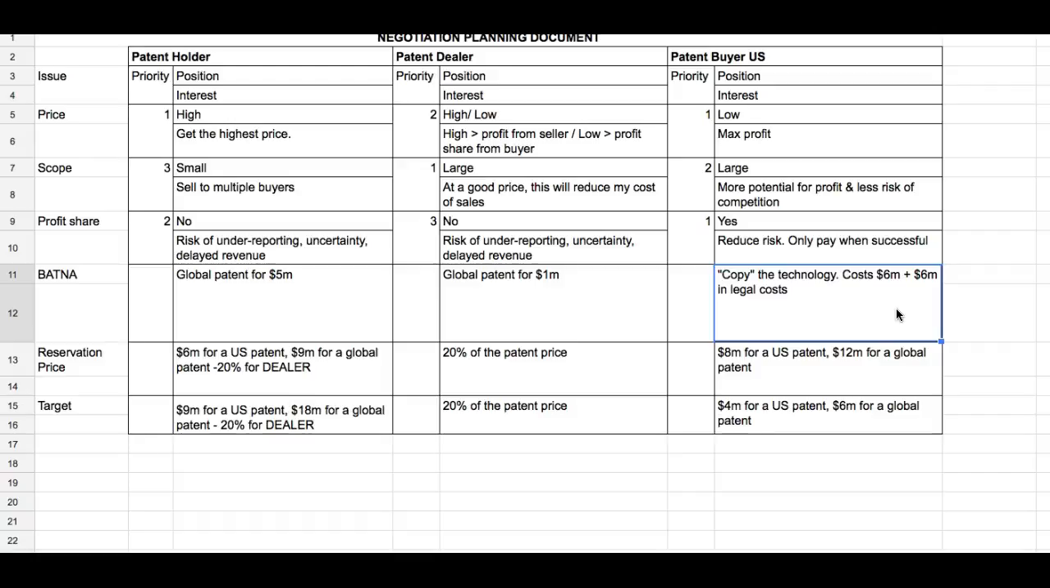The key is that he doesn't have the budget to sue you. So you need to get an agreement somewhere in the middle.